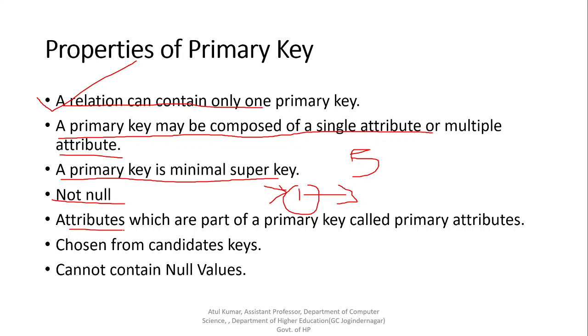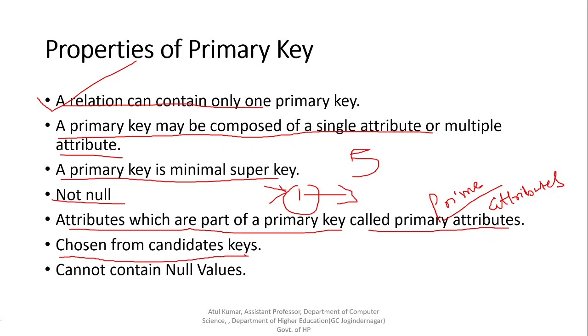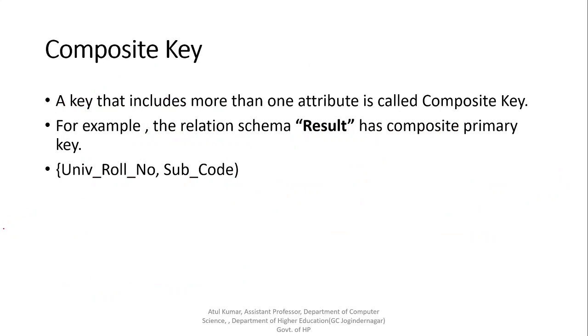Next, attributes which are part of the primary key are called primary attributes or prime attributes. So attributes that form the primary key are called prime attributes or primary attributes, and the primary key is always chosen from the candidate keys. Also, it cannot contain a null value, as I have discussed earlier, not null.